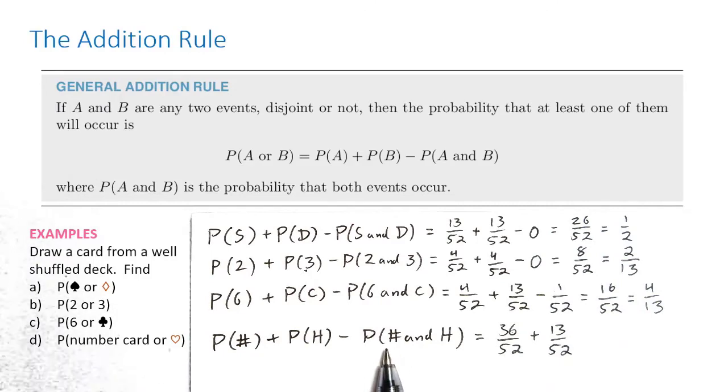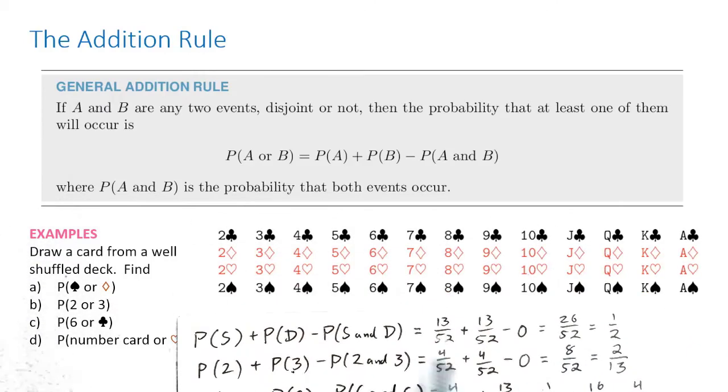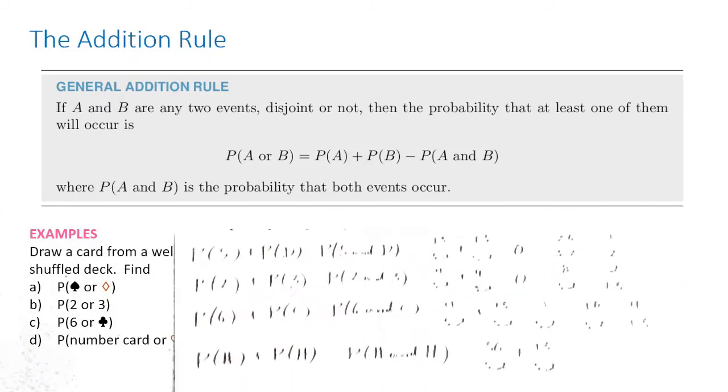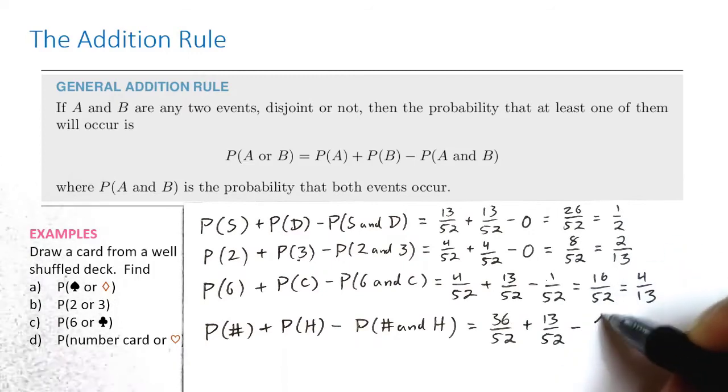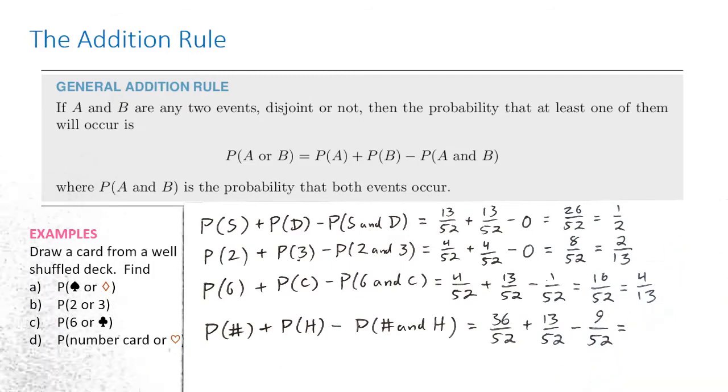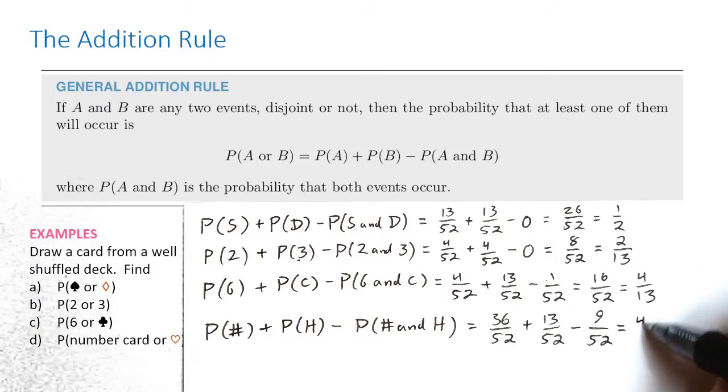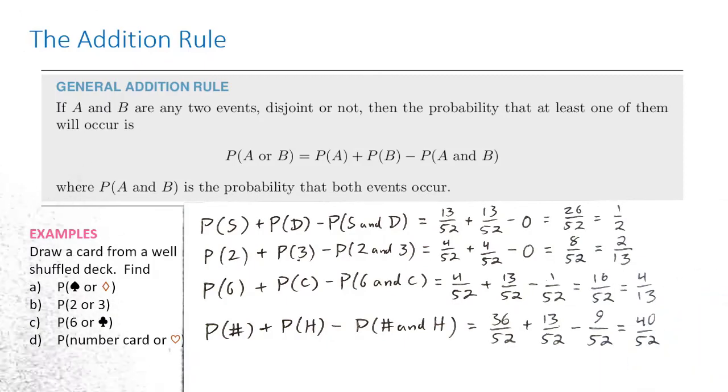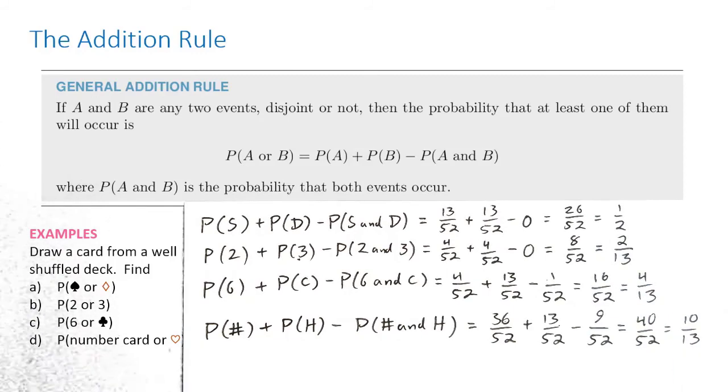And how many cards are numbers and hearts? Well, there are 1, 2, 3, 4, 5, 6, 7, 8, 9. 9 cards are numbers and hearts, so we will subtract 9 out of 52. So what do we get here? We get 36 plus 13, that's 49. Minus 9 is 40 out of 52, which simplifies to 10 out of 13. So there we go, applications of the addition rule.